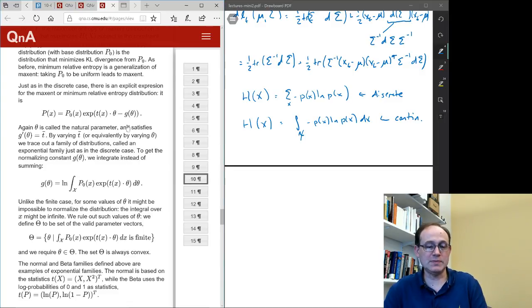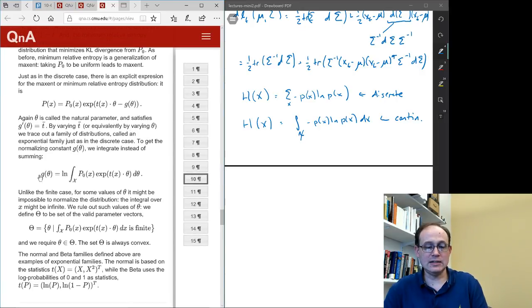And this is again called an exponential family. The formula for g of theta is the same as in the discrete case, except that we replace a sum by an integral. Unlike in the discrete case, for some values of theta, it might actually be impossible to normalize the distribution, and so we just exclude those values of theta. And so normal and beta that we defined above are both good examples of exponential families. The normal distribution uses the vector of statistics that we were talking about, x and x squared. The beta distribution is the one that you get by using log p and log of 1 minus p as our statistics.